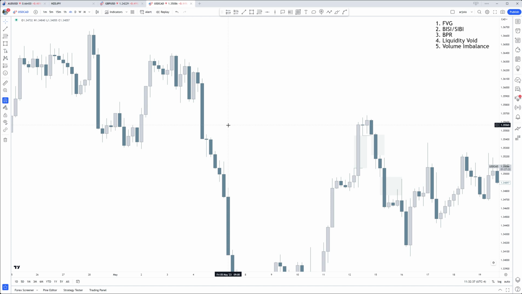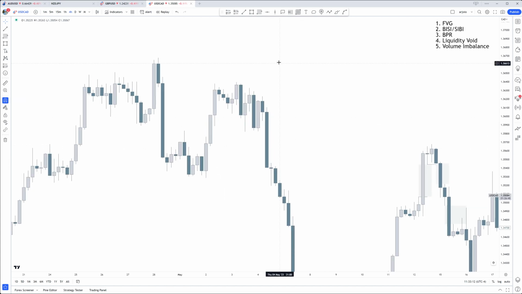There is no price action on the buy side. So right here, that buy side inefficiency gets fulfilled. Then the next thing, a BPR, a balanced price range. A BPR is two overlapping fair value gaps. So an overlapping BISI with a SIBI.